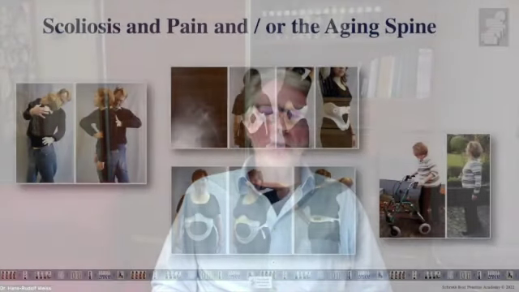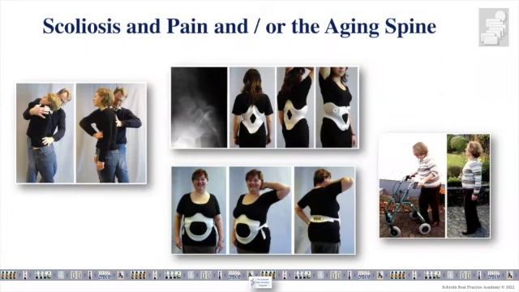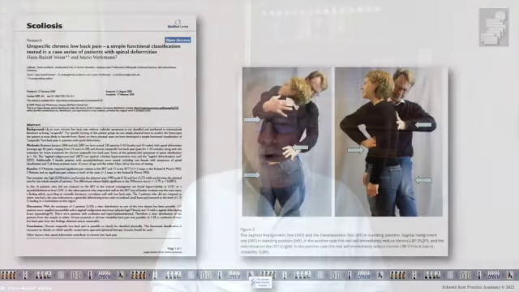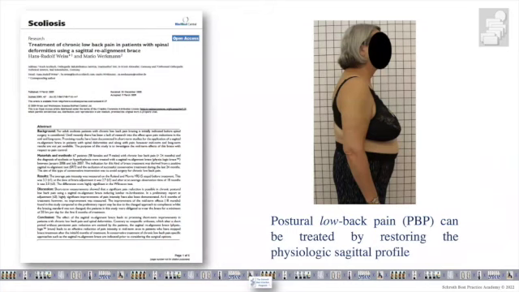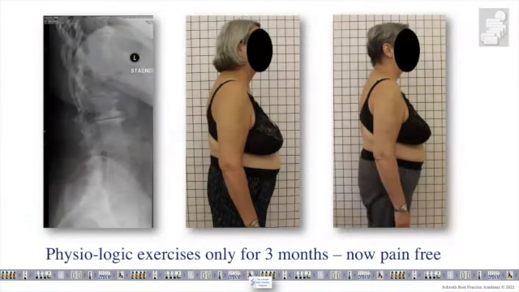Now let's have a short glance on scoliosis and pain, or scoliosis and the aging spine. Patients with chronic low back pain can clinically be subdivided into 2 different groups: postural back pain and instability back pain, by using these simple tests. Postural low back pain can be treated by restoring the physiologic sagittal profile. This patient with chronic low back pain had physiologic exercises only for 3 months, and now she is pain-free.